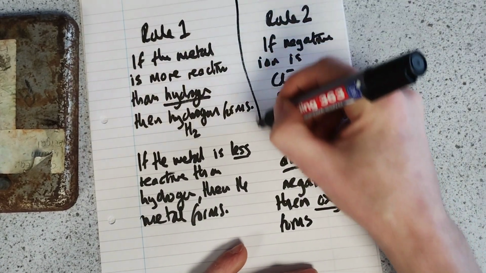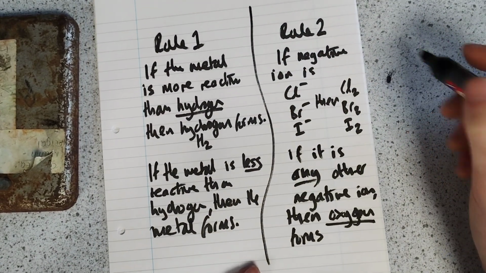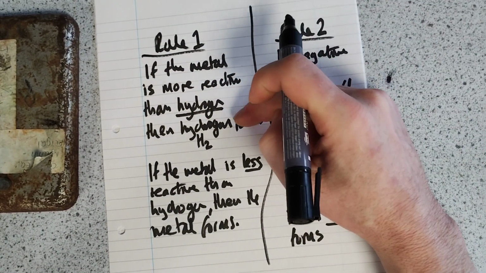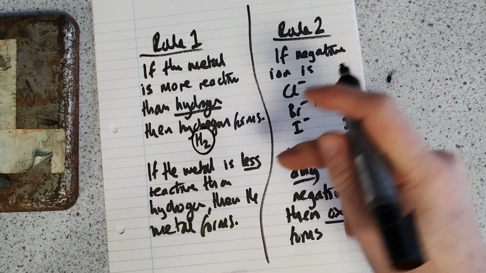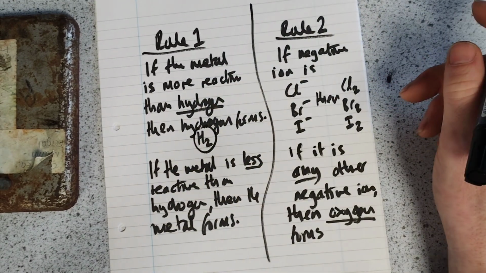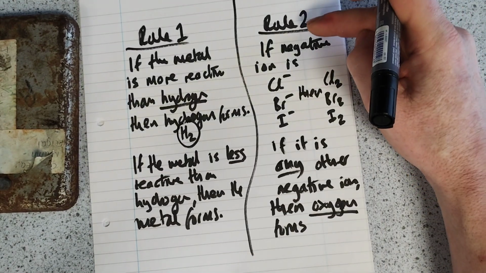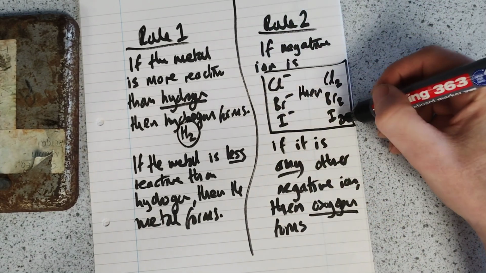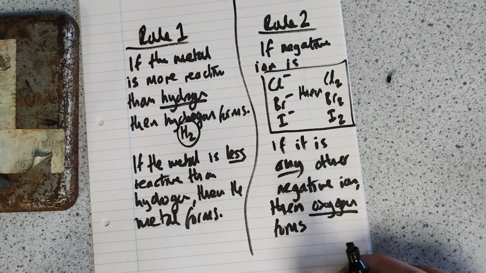All right, they're the rules. You need these, you need to learn these. So, rule 1: if the metal is more reactive than hydrogen, then hydrogen will form, H2. If the metal is less reactive than hydrogen, then the metal forms. And then rule 2: if the negative ion is Cl minus, Br minus, or I minus, you will make chlorine, bromine, or iodine. If it's anything else, then you make oxygen.